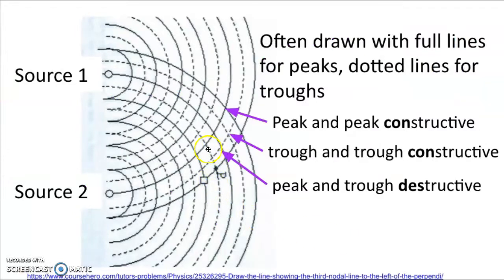This is often shown in a diagram for an exam question with peaks shown with full lines and troughs as dotted lines. So if a peak and a peak meet, two full lines, then you're going to get constructive interference. Similarly, if you've got a trough and a trough, that's also constructive interference, so you get double amplitude, but with a trough. It's when you get a peak and a trough, a dotted and a full line, that you'll get destructive interference.